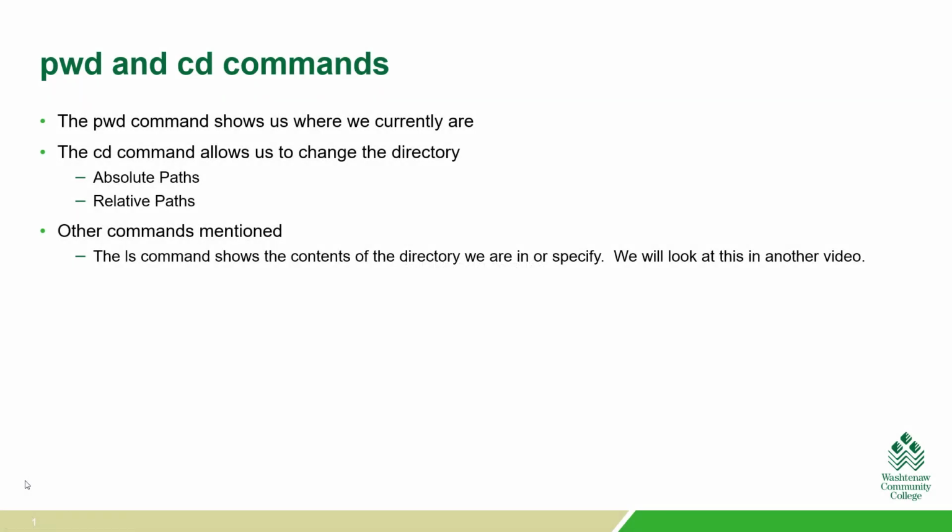Okay, just to summarize real quick, we went over the pwd command, which again shows us where we currently are, what directory we're actually in. The cd command allows us to change the directory, and we specifically looked at the absolute paths and the relative paths, and we kind of discovered that the relative paths seem to be a little bit easier to type once you understand the relationships. And the other command that we mentioned in this video was the ls command that shows the contents of a directory that we are in or that we specify. And we'll be looking at that in another video.